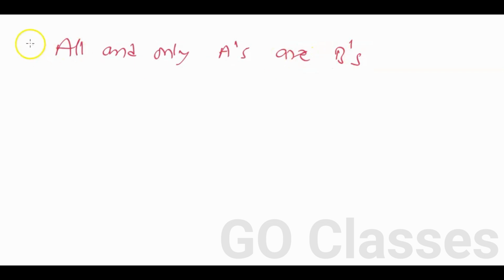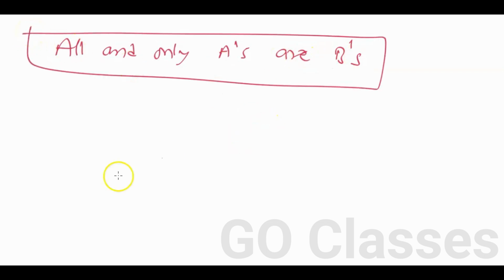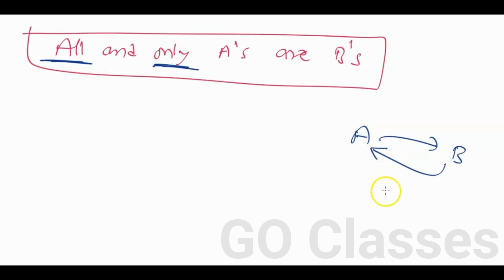Okay. So this is a new template. And what is this template saying? This template is saying that all A's are B's. So if it is A, then it is B. All A's are B's. And this is saying only A's are B's. Only A's are B's means if it is B, then it is A.